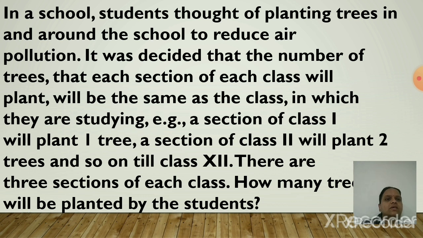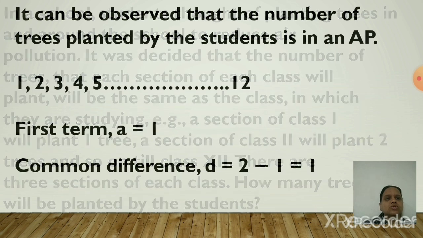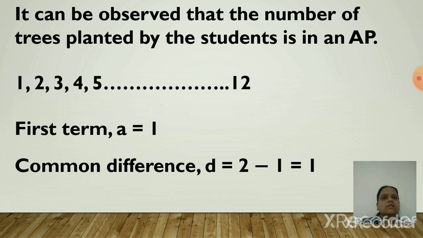What is given? Each section will plant the number of trees as per the class. That means class 1 will plant 1 tree, class 2 will plant 2, class 3 will plant 3, and so on. So if you write the sequence, then it is an AP because it is increasing by 1. Yes, and we want to find the total number of plants. That means we want to find the Sn value over here. So let us start with the solution. It can be observed that the number of trees planted by the students is an AP.